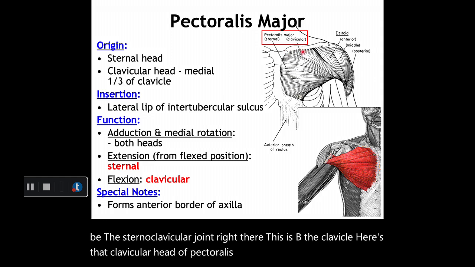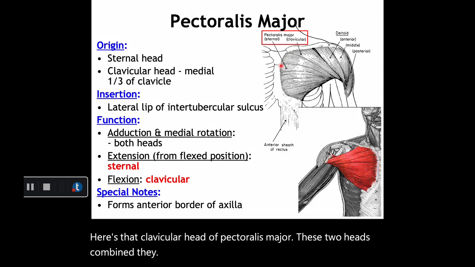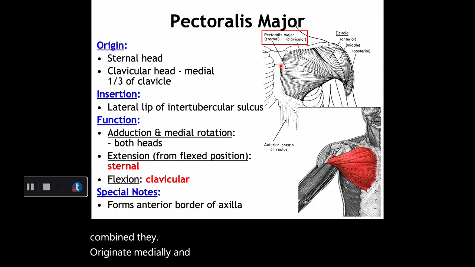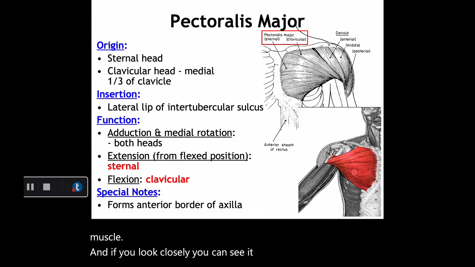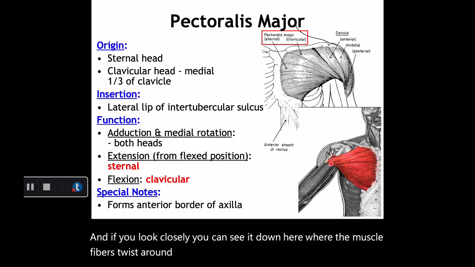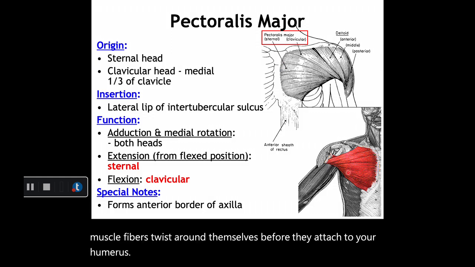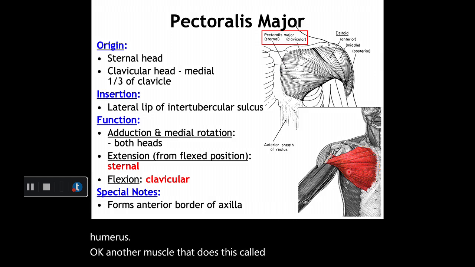Now these two heads combined originate medially and project laterally outward towards the sides. And as they do, something really cool happens to this muscle. If you look closely, you can see it down here where the muscle fibers twist around themselves before they attach to your humerus. There's another muscle that does this called latissimus dorsi. We'll get there as well.